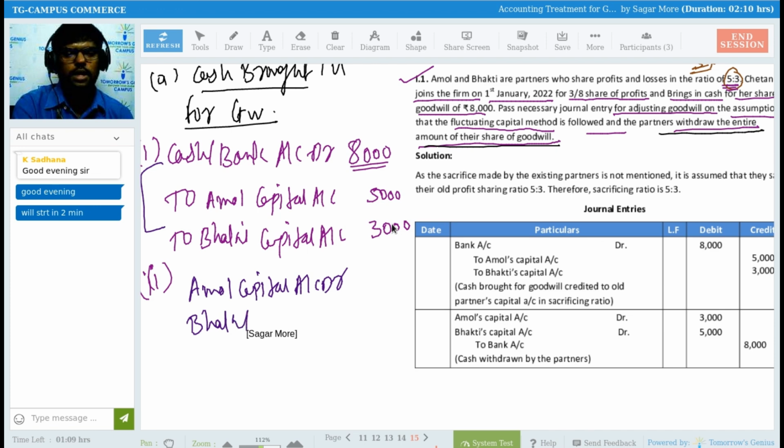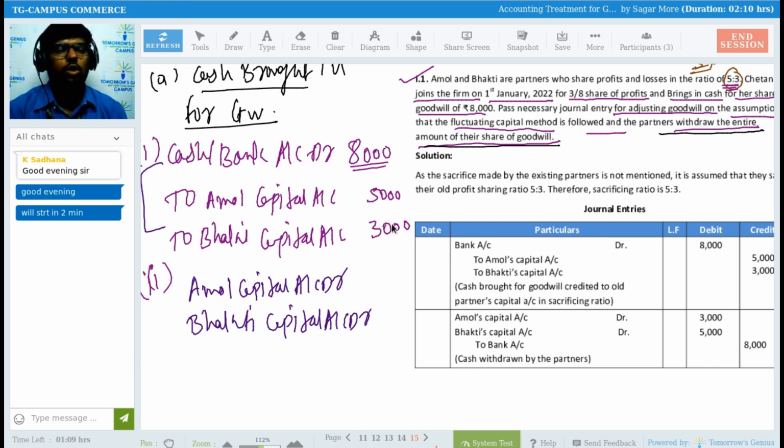Bhakti's capital account debit. Sir, the partner who brings it as a withdrawal? No. The partner who brought in that amount of goodwill is not going to withdraw now. Who is going to withdraw? Always the old partner is going to withdraw, right? The new partner will not withdraw. Tell me, why is he bringing that amount of goodwill into the business? Because of the sacrifice done by the old partners. So who will withdraw the amount?